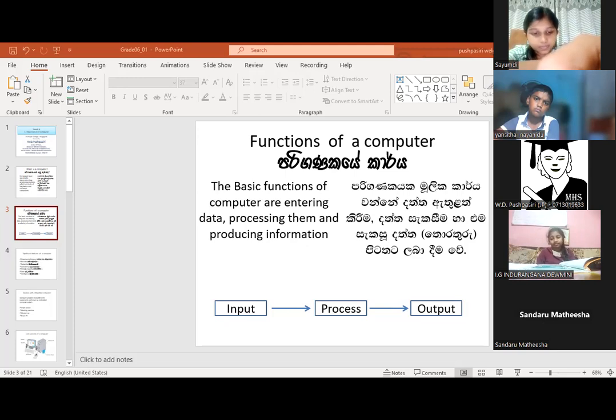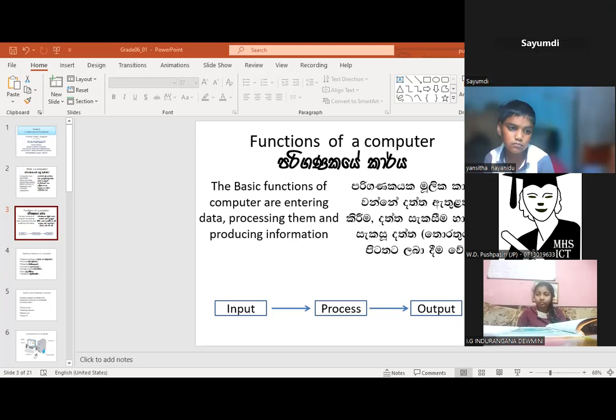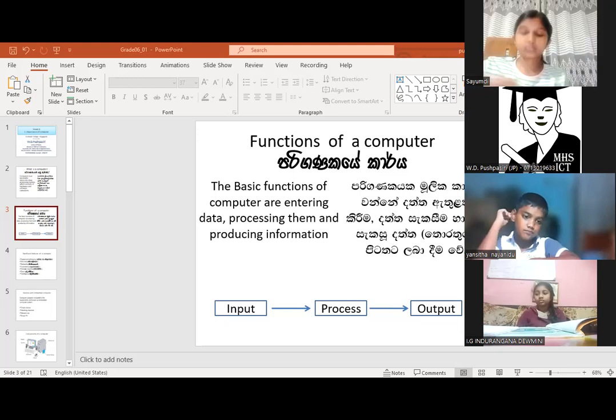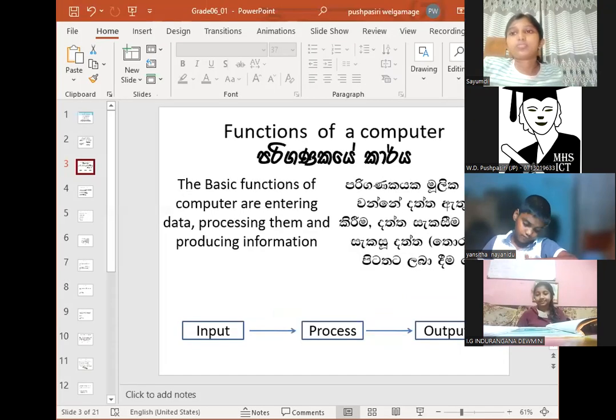So we know what is a computer and the main function of the computer. Right. A computer is an electronic automatic data processing system. And the function of a computer is to enter data, process it and get the output. Okay, are you okay with that? Are you clear or do you have any other questions on this? Clear, sir. Right. Okay then.